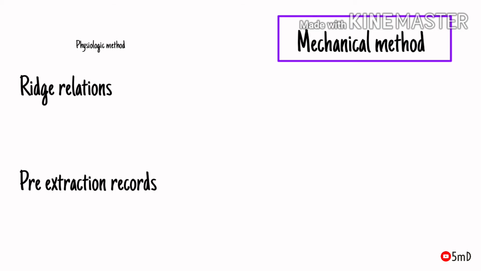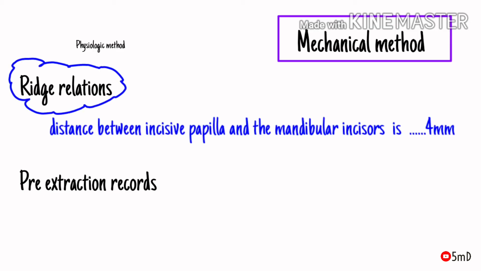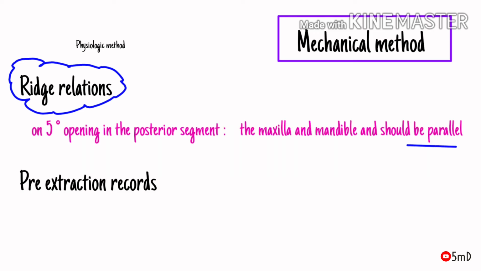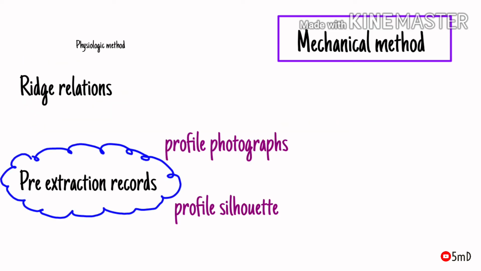We can use either ridge relations or pre-extraction records. In ridge relations, we can check the distance between the incisive papilla and the mandibular incisors. It should be 4 mm in centric occlusion. And in ridge parallelism, we could check the parallelism between the maxillary and the mandibular ridges when there is a 5-degree opening in the posterior region. Regarding the usage of pre-extraction records, we could use either profile photographs or profile silhouettes.